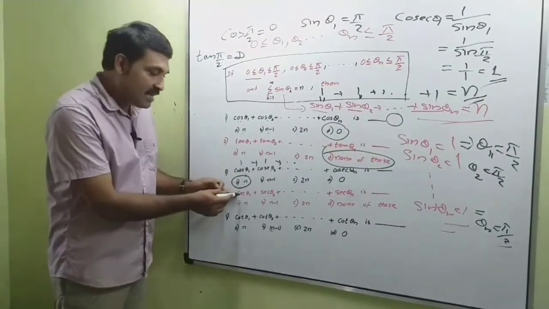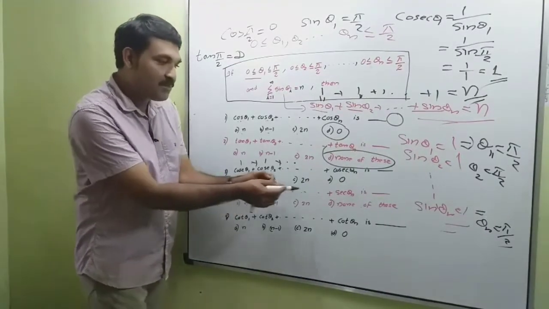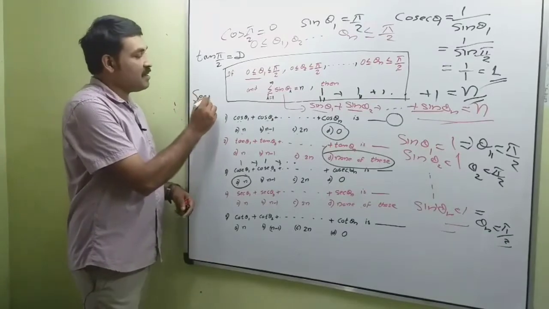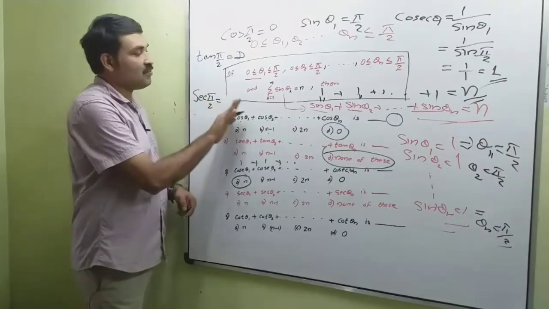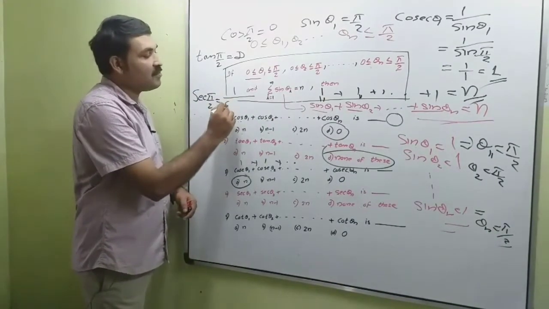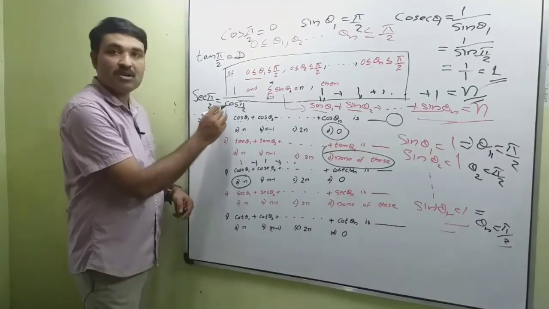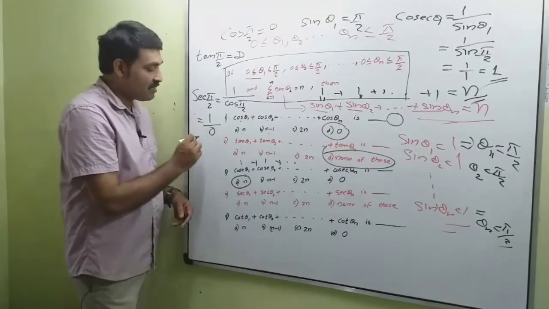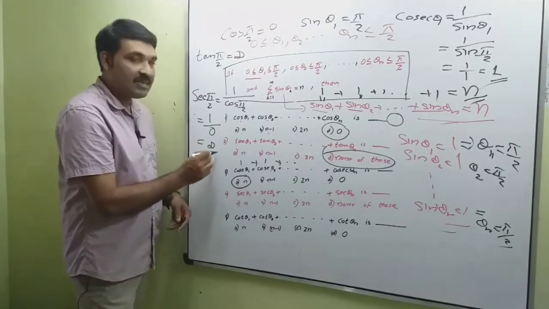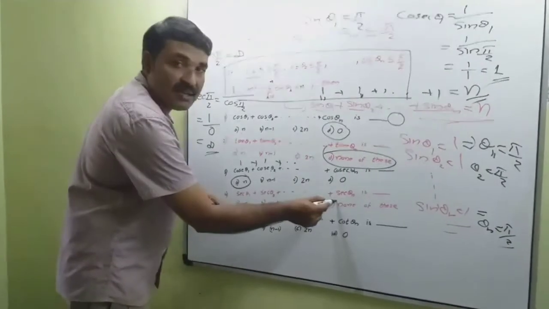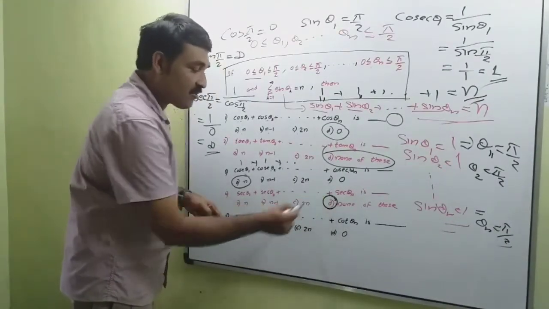Now, secant theta 1 plus secant theta 2 up to secant theta n. We know that sec pi by 2 is equal to 1 divided by cos pi by 2, and cos pi by 2 is equal to 0. 1 by 0 is equal to infinity, that is undefined. So the answer of this is infinity or undefined, so the choice is none of these.